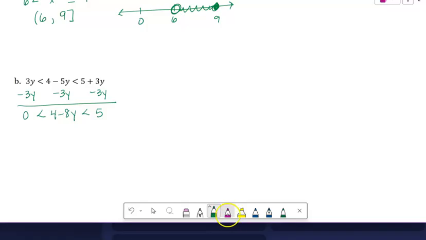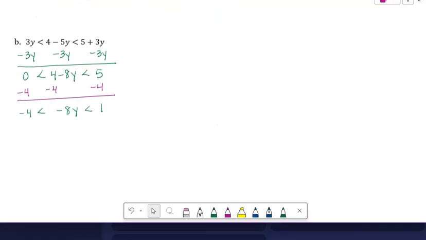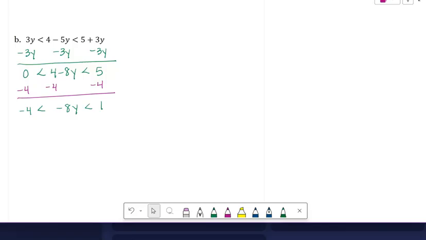Now I'm going to subtract 4 everywhere to move the 4 out of the center. And now, to get the y by itself, I'm going to divide everything by a -8. Because I am dividing by a negative number, I need to switch all of the inequality signs to go in the opposite direction. So for my next line, -4 over -8 is 1/2. I'm going to switch the inequality sign to go the other way.